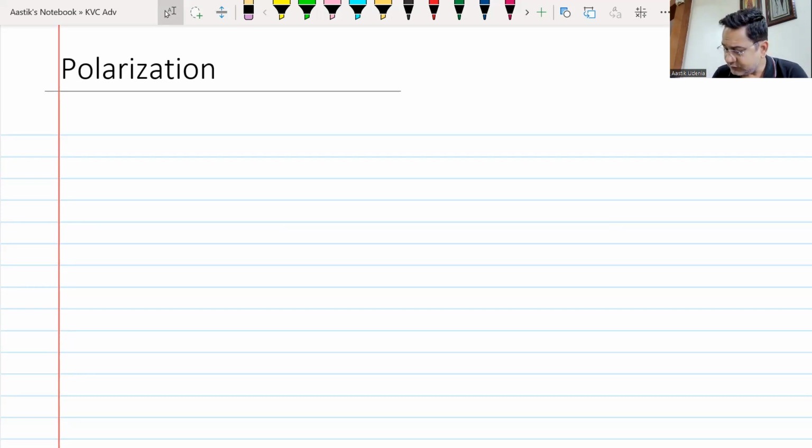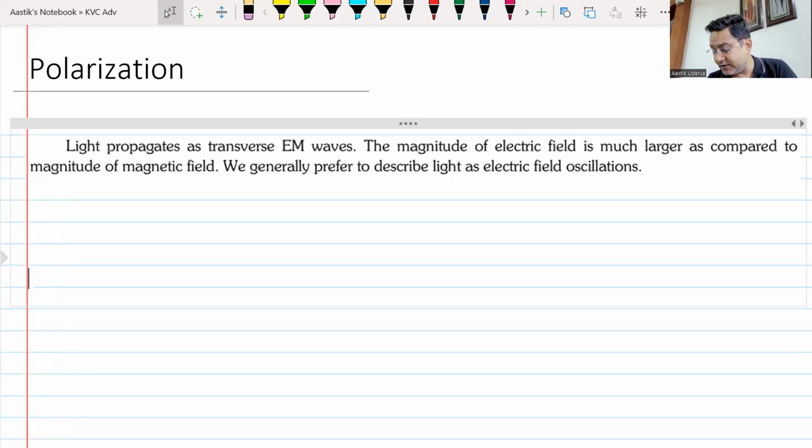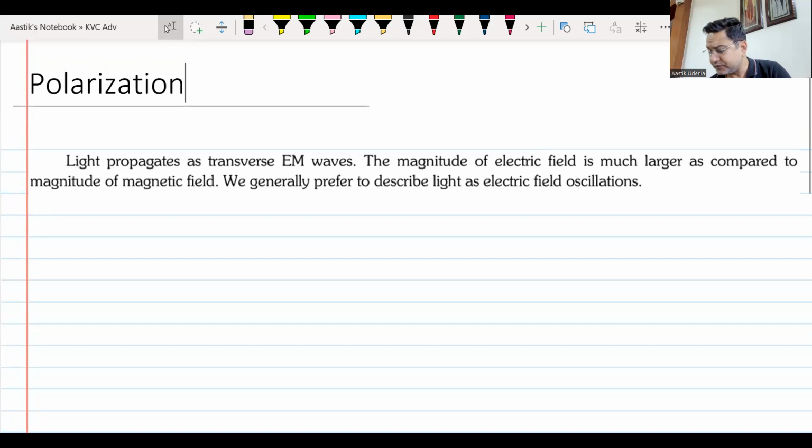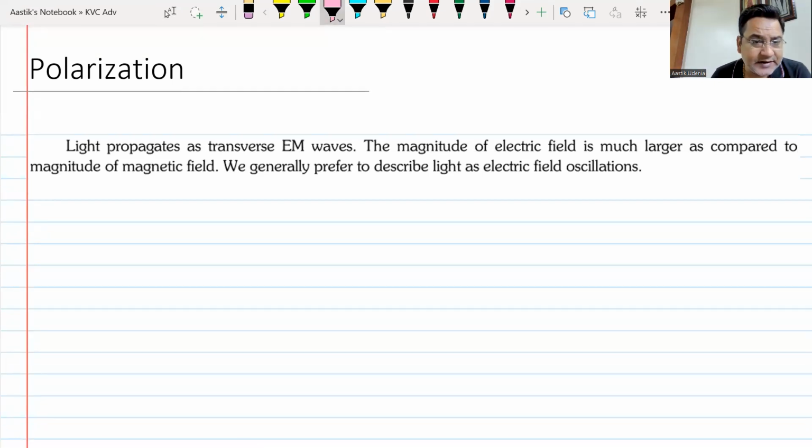Now, EM waves consist of electric as well as magnetic fields. Yes or no? Yes, sir. Now, light as such is an EM wave. It consists of electric and magnetic fields which are perpendicular to each other. Do we remember this? Yes, sir. Light propagates as EM waves. These electric and magnetic fields are basically perpendicular to each other.